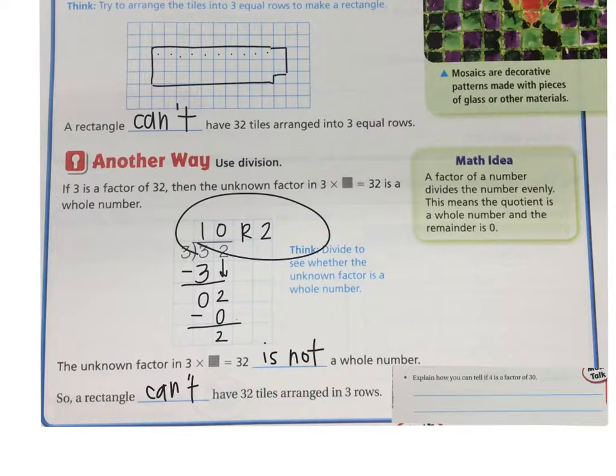A factor of a number divides the number evenly, right? Think about it. If 3 is a factor of 6, it's because it divides it evenly into 2 parts. 6 divided by 3 is 2, which is a whole number. If the remainder had been 0, it would have been a whole number. Was our remainder 0 here? What was our remainder? 2. So is 3 a factor of 32?